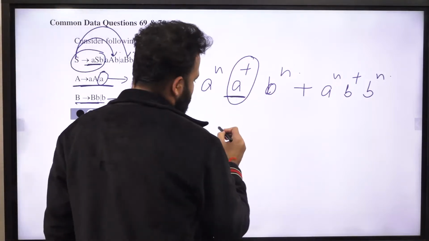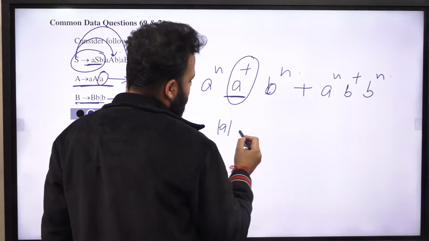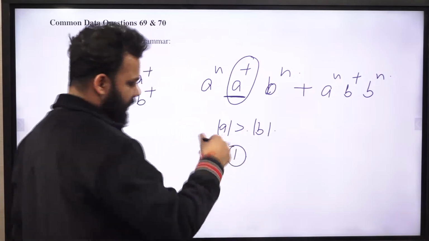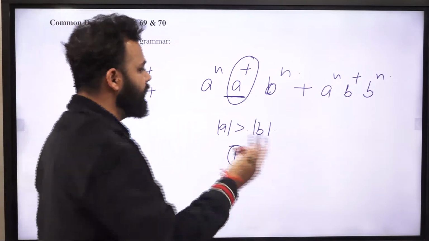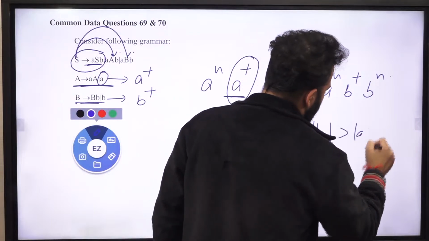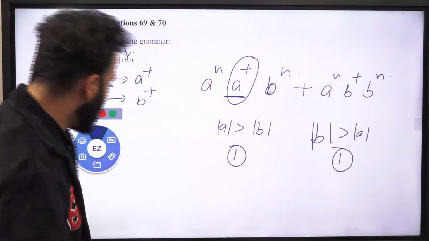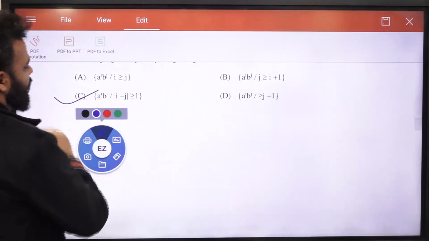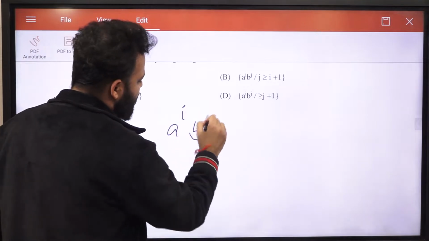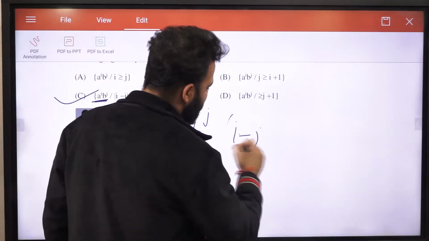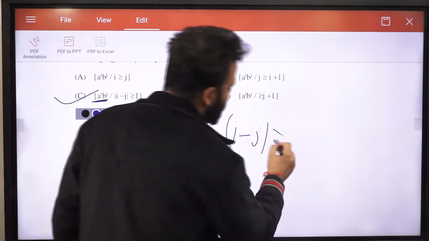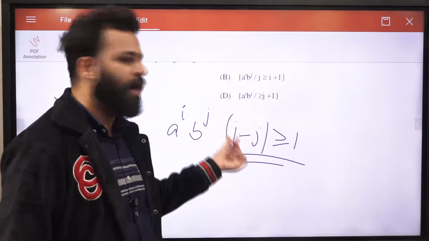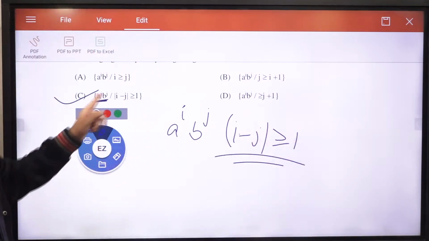So in this, number of A's will be greater than number of B's and the minimum difference can be 1. So A can be greater by 1, by 2, or by 3. In the other, number of B's will be greater than A's, and the difference will be greater than or equal to 1. So if you see the options, option C will be your correct answer because it says a^i b^j with mod of i minus j, which is the difference between number of A's and number of B's, greater than or equal to 1. Yes, either this will be true or this will be true because we have mod here. So i can be greater or j can be greater. This is the use of mod here.